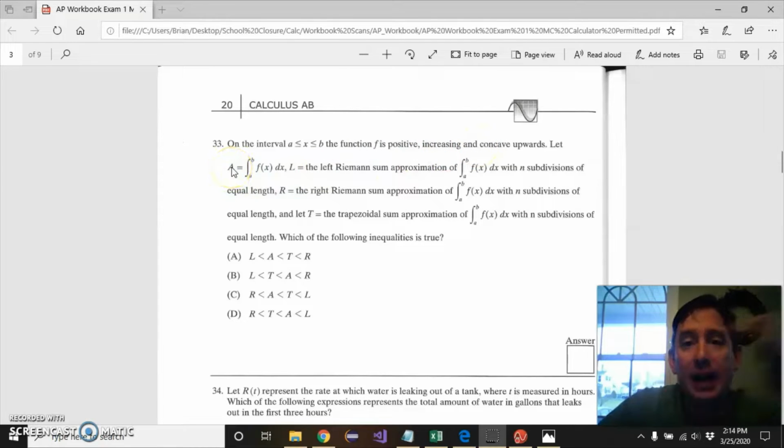Now, A is the actual area under the curve between some unknown interval between a and b. L would be some numerical left Riemann sum approximation. R is going to be a numerical right Riemann sum approximation. And T is a trapezoidal approximation. Based on what very little we know about the function, just that it is positive, increasing, and concave up, we have to figure out what order those approximations would come in.